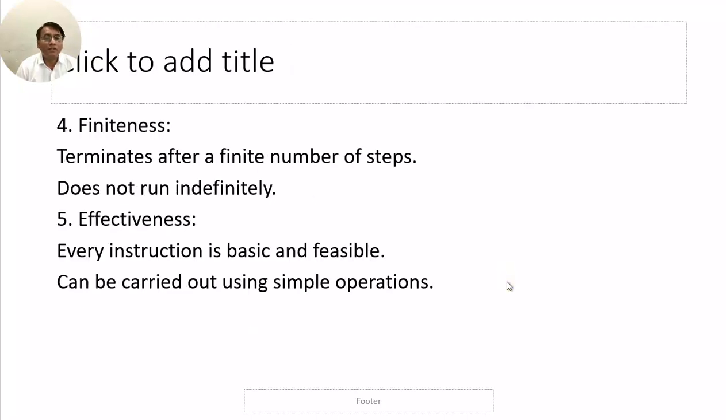The fourth characteristic is finiteness. In this characteristic, the algorithm must terminate after a finite number of steps and does not run infinitely. Fifth, effectiveness. Every instruction is basic and feasible and can be carried out using simple operations.